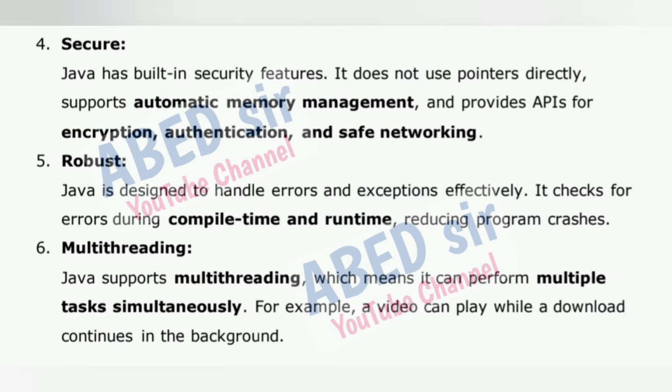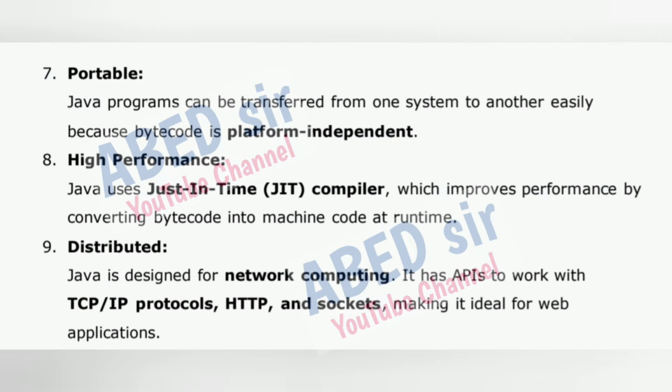5. Robust. Java is designed to handle errors and exceptions effectively. It checks for errors during compile time and runtime, reducing program crashes. 6. Multithreading. Java supports multithreading, which means it can perform multiple tasks simultaneously. For example, a video can play while a download continues in the background. 7. Portable. Java programs can be transferred from one system to another easily because bytecode is platform independent.